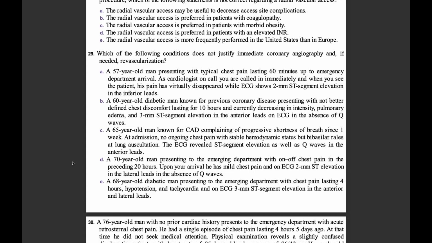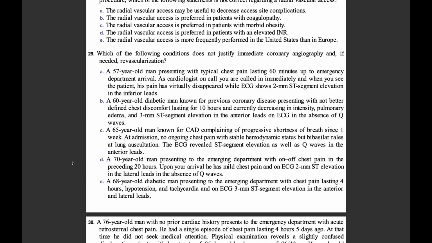Then option B, a 60-year-old diabetic man known for previous coronary disease presenting with not better defined chest discomfort lasting for 10 hours and currently decreasing intensity with pulmonary edema and 30 millimeter ST segment elevation in the anterior leads on ECG in the absence of Q waves.